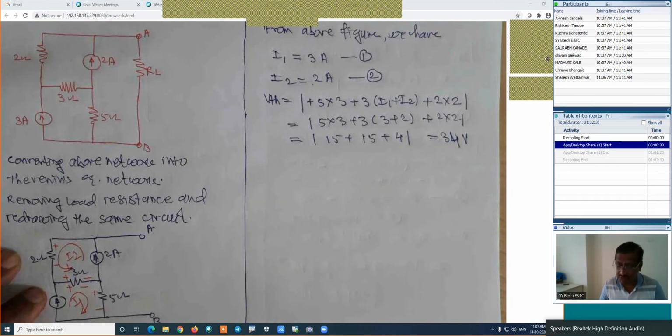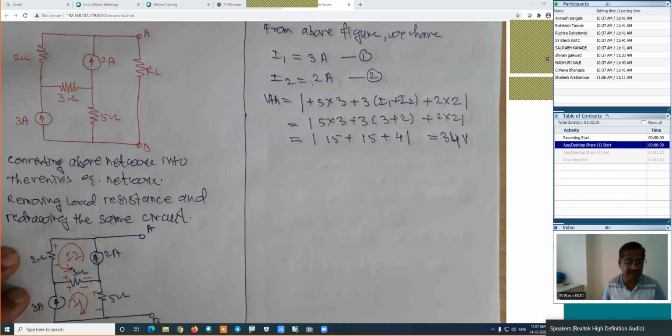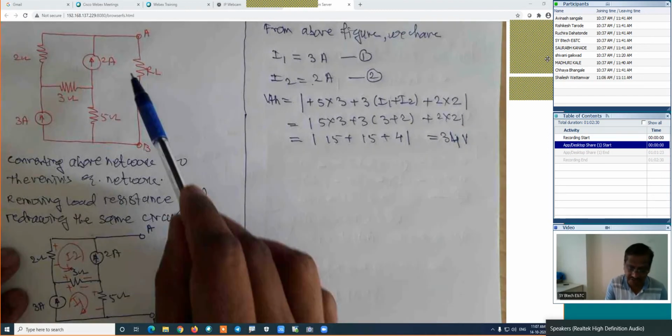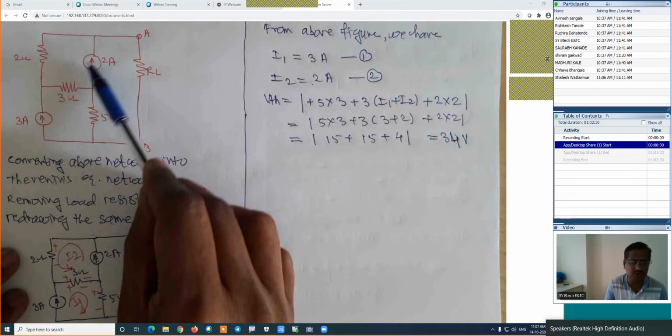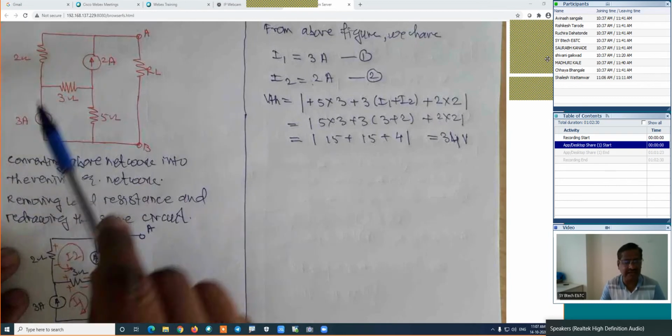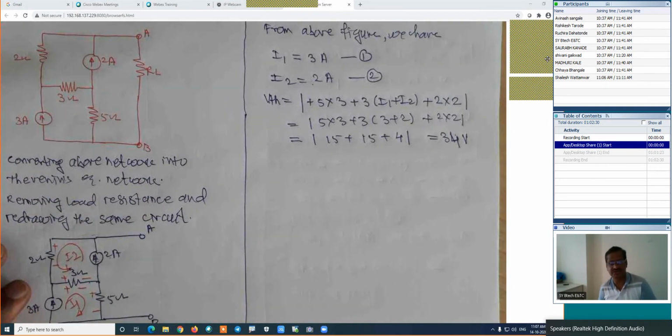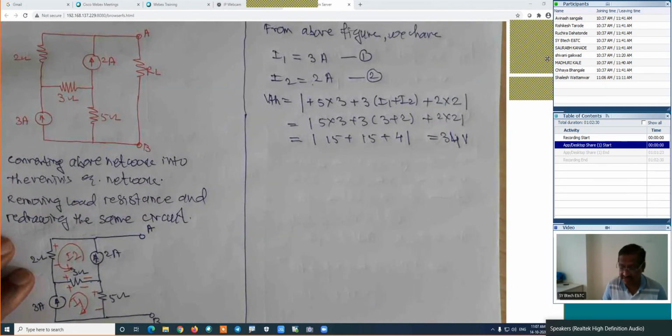If we know the value of VTH, now for the calculation of RTH, what will we do? For the calculation of RTH, we will remove the load resistance. At the same time, we will remove the sources, and these sources are current sources. The internal resistance of the current sources is infinite. Then how will the figure be?